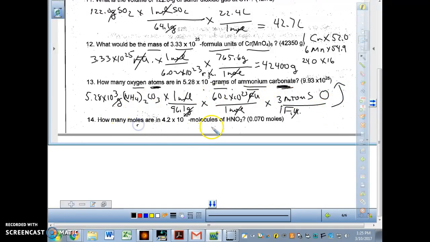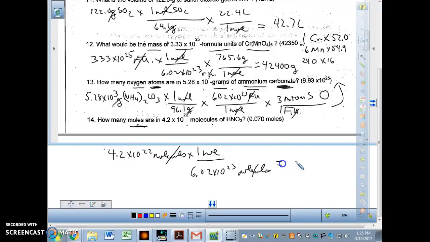So how many moles are in this many molecules? That's an easy one-stepper again. We'll take 4.2 times 10 to the 22nd molecules, and then take 1 mole over 6.02 times 10 to the 23rd molecules. We just want to know moles, so this is going to be a one-step problem. And that looks like 0.07. All right, I'm going to break it off here at number 14.